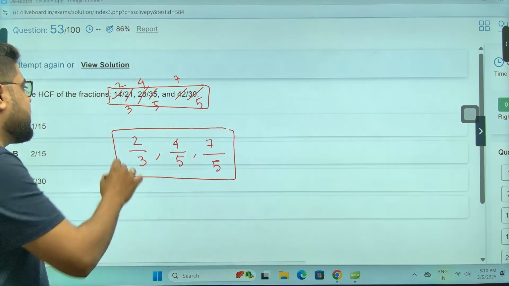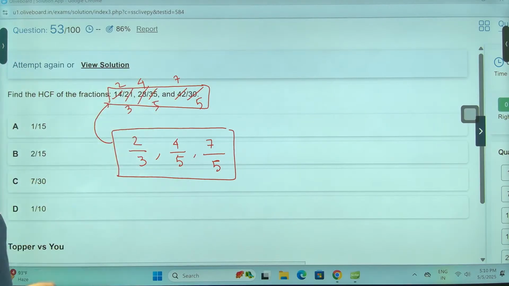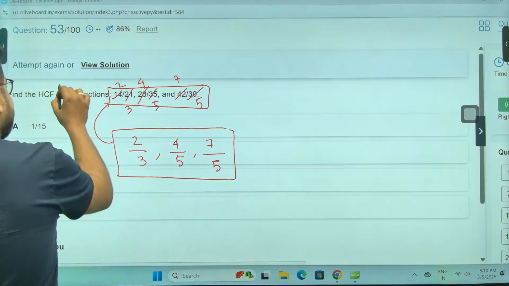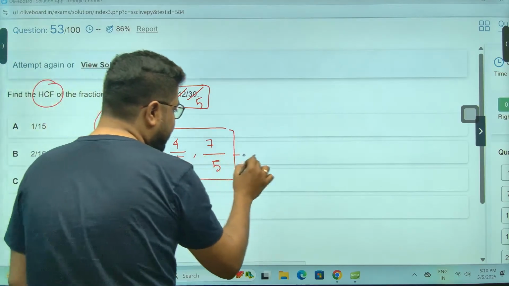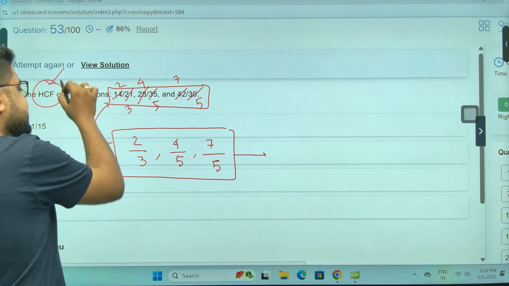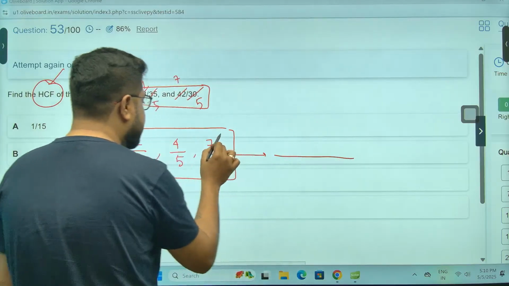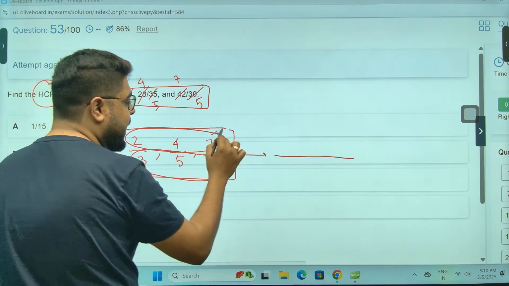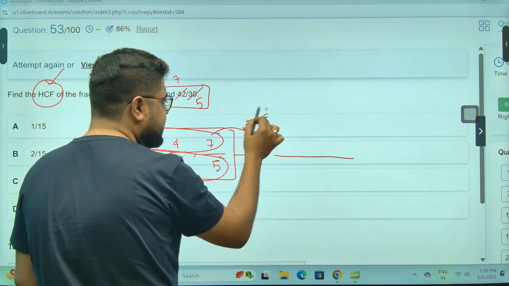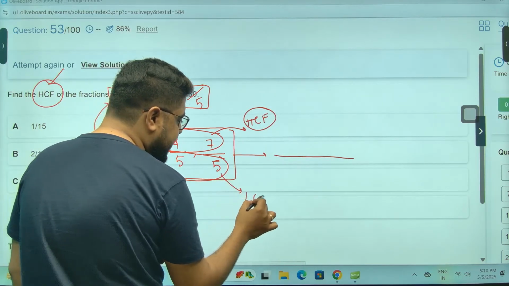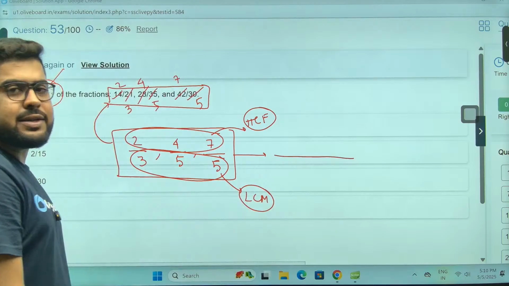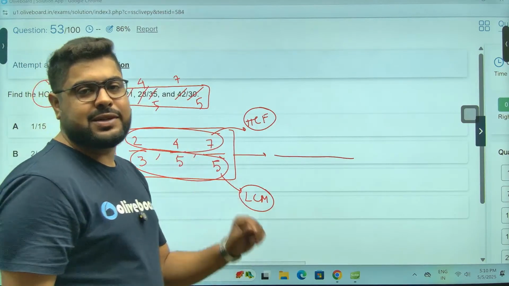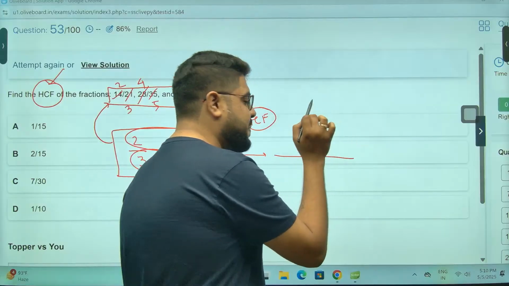Just to make this more difficult, they have represented these fractions in that fashion. Now I need the HCF. Sir, what was the HCF rule? Whatever they ask, you do the same with the numerators and do the opposite with the denominators. So I'll do the HCF of the numerators and the opposite, meaning the LCM, of the denominators. So 2, 4, 7. 2 and 7 are prime numbers, so the HCF can be only 1.